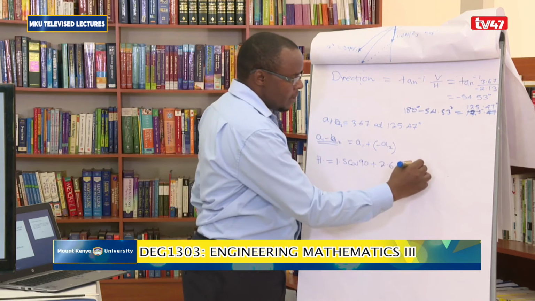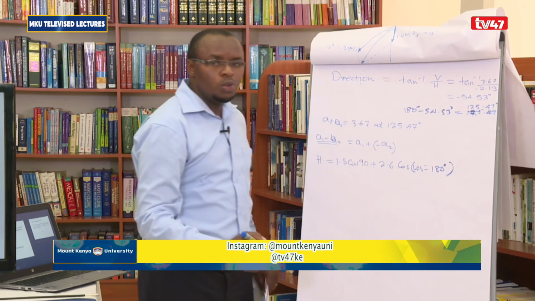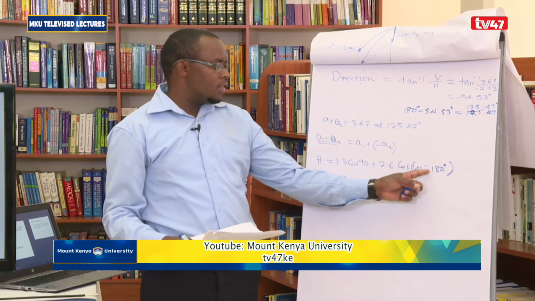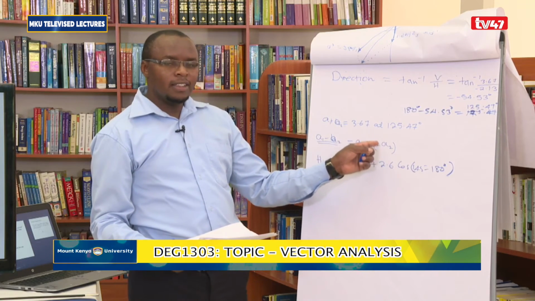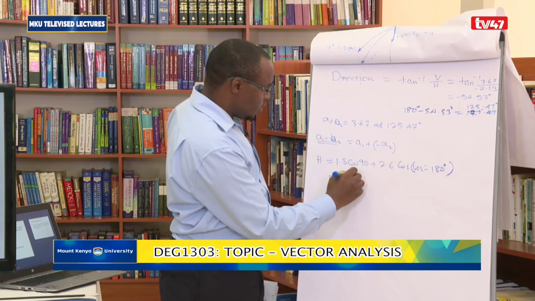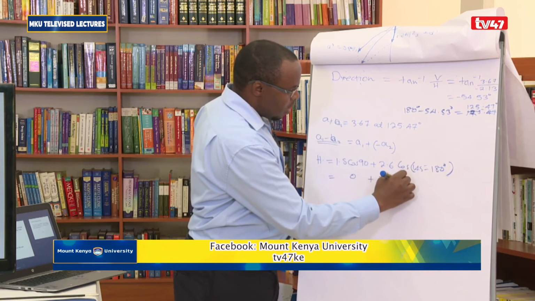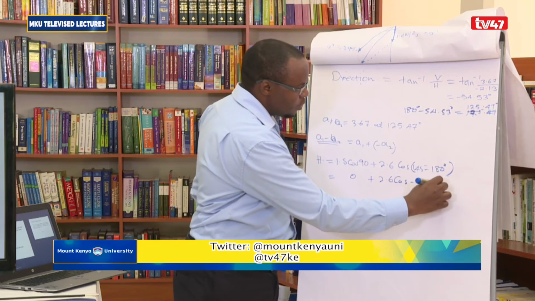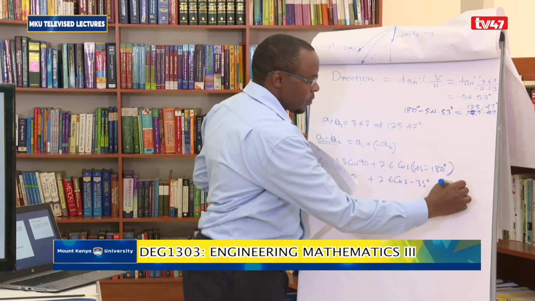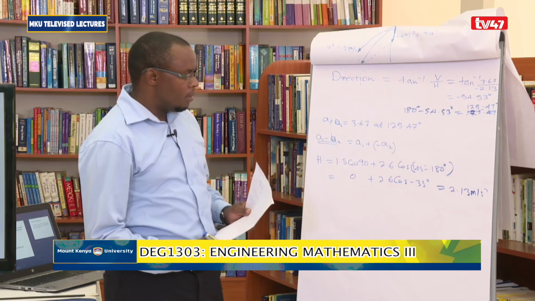So this was 145, and therefore when you change direction, you subtract 180 degrees, and then it's going to change direction to the opposite direction. So you just subtract. So this sign simply replaces this negative A2. And therefore, what you are going to have here is simply this is going to be 0, this is going to be 0, and this is going to be plus 2.6 cos of negative 35 degrees, which is going to give you a value which is 2.13 meters per second squared.